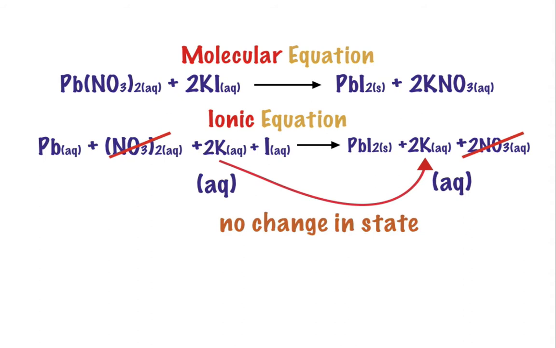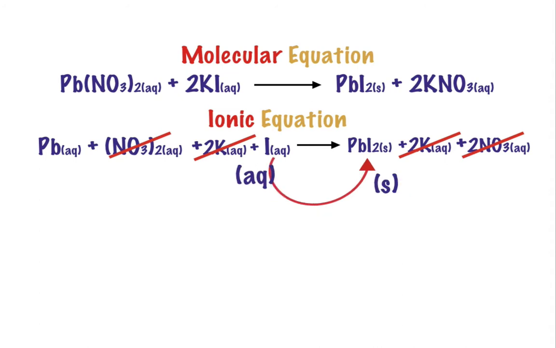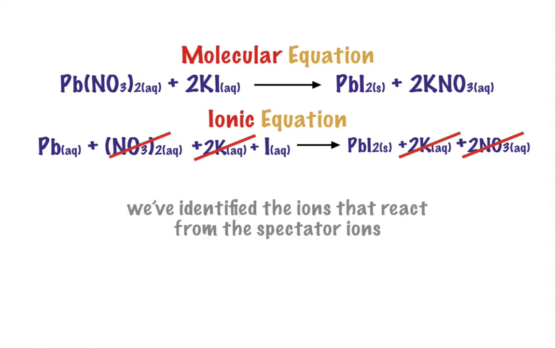Now, if I look at potassium, I go from aqueous to aqueous. Again, no change in state, so these are spectator ions. So I can also mark those off because these are not taking part in the reaction. And then look at iodine. Iodine goes from being aqueous on the reactant side to a solid on the product side, and it combines with lead. So this is a change in state, so this is a reactant.